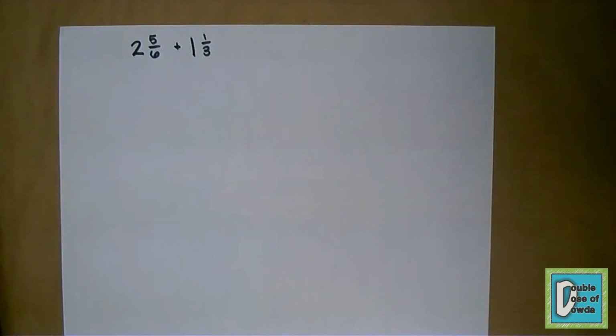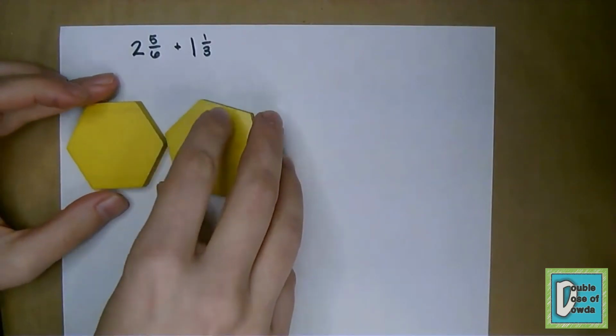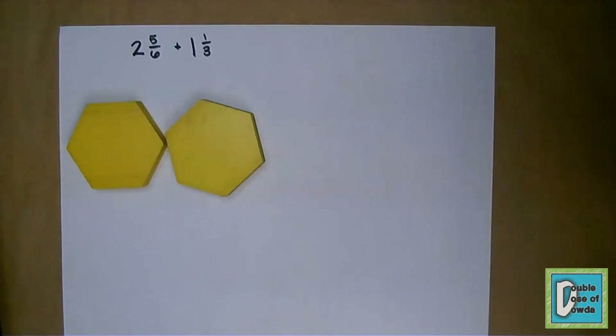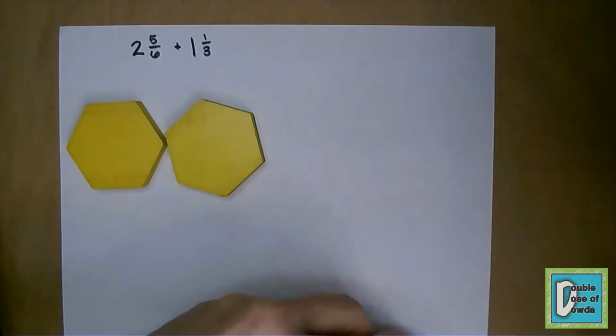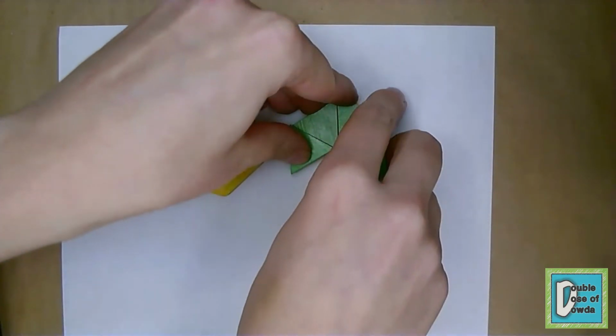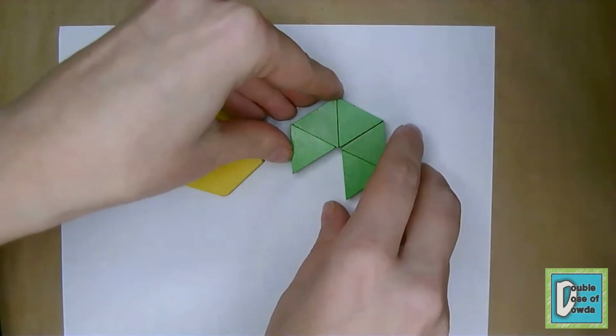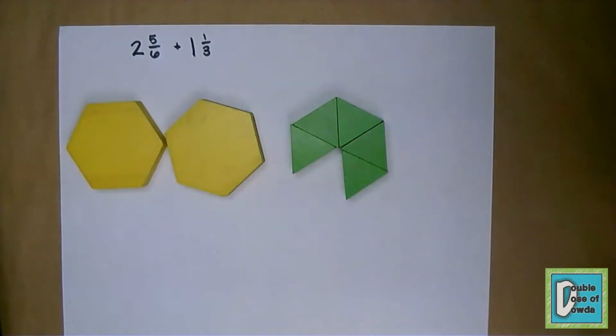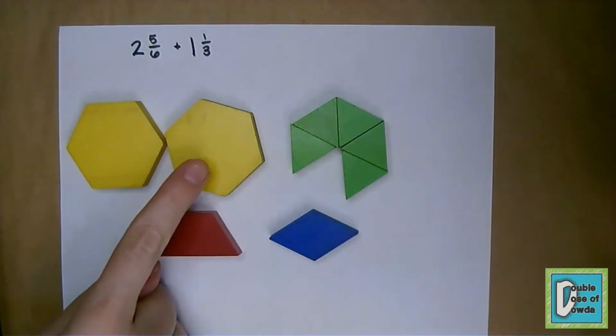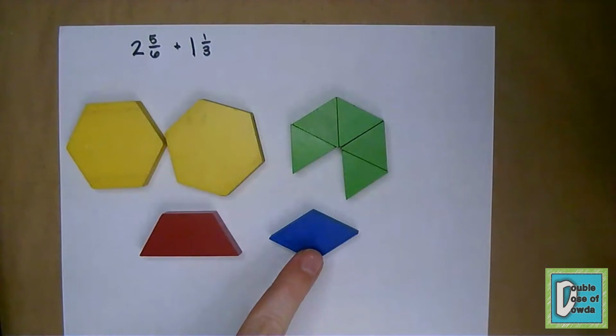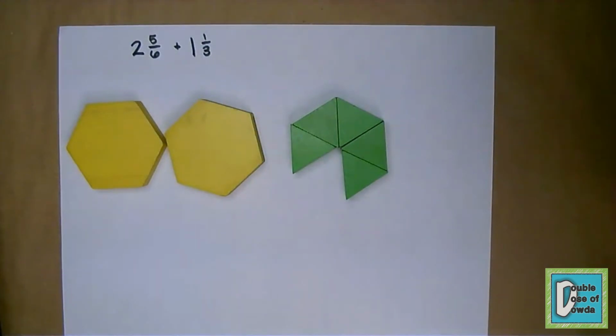So I'm going to begin by getting my pieces out for this. I have 2 and 5/6 all set and ready. I mentioned this in previous videos as well, that I do really like to have a poster or something at the front of the room as a reference so that students can recall very quickly that this is 1 whole, 1/2, 1/3, and 1/6. And that just helps the lesson move along faster.